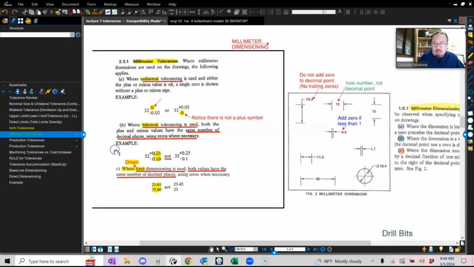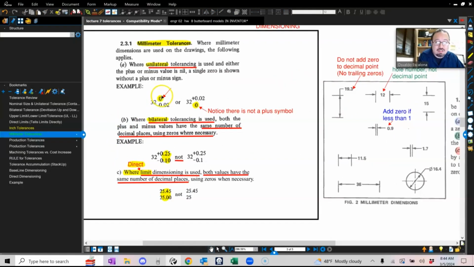Well, when you have unilateral tolerance, that 0 also counts as a whole value. I'm not sure if that makes sense, but you don't want to do 0.00. You just call the 0. And also keep in mind that it doesn't have a little minus. I don't go 32 minus 0.00, just 32, 0. No plus, no minus, just 0. And then you call out the tolerance for the other direction, right? You've got unilateral, so it only goes one direction.